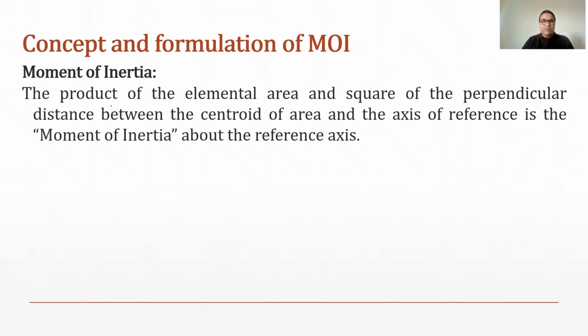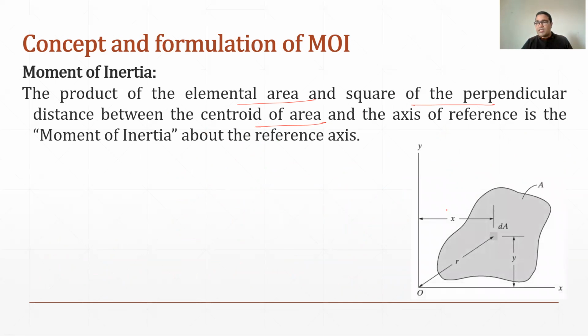And that is what is written here. The product of the elemental area and the square of the perpendicular distance between the centroid of the area and the axis of reference is the moment of inertia about the reference axis. With the help of this diagram, we can infer that the moment of inertia of this area about the y-axis can be written as Iy equals the integral of x square into dA. dA is the area of the element. So to find Iy, we multiply with this distance.